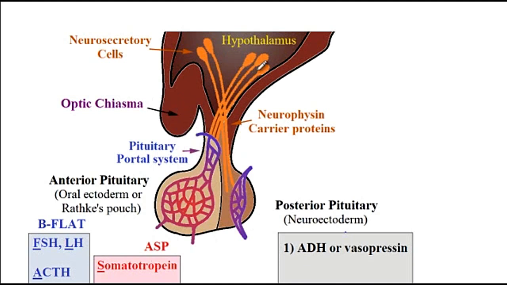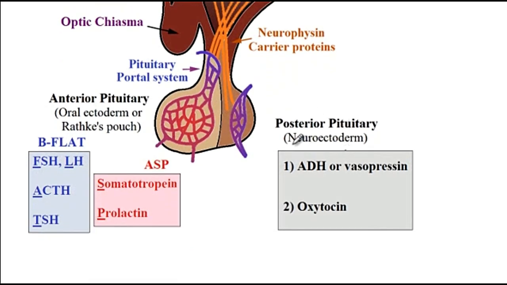But for now, let's focus on the hormones that are being produced by the posterior as well as the anterior pituitary. So the hormones of the posterior pituitary are being produced by the neurosecretory cells inside the hypothalamus. And these are being transferred via the neurophysin carrier proteins to the posterior pituitary. And so the posterior pituitary, which arises from neuroectoderm, has two types of hormones. The antidiuretic hormone, also known as vasopressin, which increases the water reabsorption. And then the oxytocin, which is required for the secretion of milk, as well as for contraction of the uterus during fetal delivery.